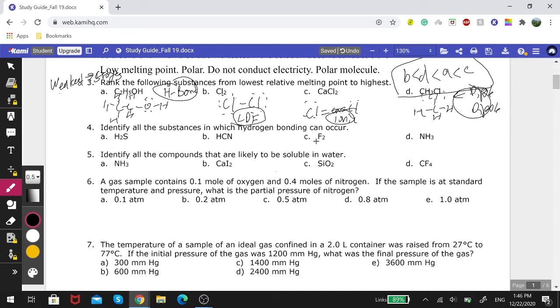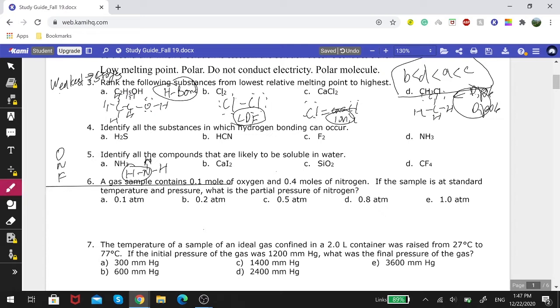Identify the substance in which hydrogen bonding can occur. So hydrogen can only bond to oxygen, nitrogen, and fluorine. So H bonded to N can occur. Now CaI2, there is not even hydrogen here, so definitely not. SiO2 doesn't have hydrogen either, so it wouldn't bond at all. Now CF4 doesn't have hydrogen in there as well, so it would not bond. So our only thing that could bond is NH3, which is H bonding to an N bond.